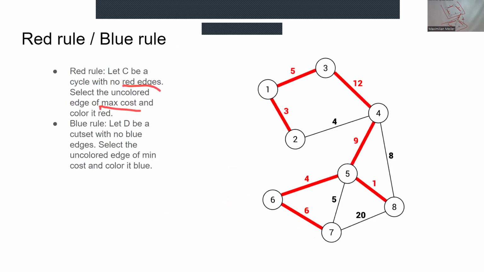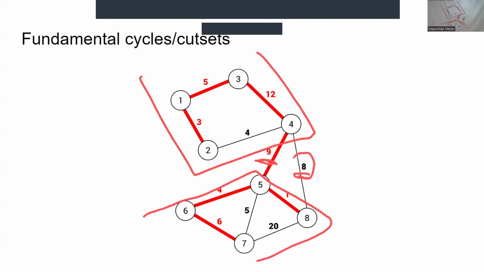And so what the blue rule does is say, okay, you have this cut set with no blue edges. Essentially, you have the cut set where it hasn't been applied before. You just take the edge of minimum cost and color it blue. So here you'd say, oh, 8, I want to color it blue. And when you're making the MST, you want those blue edges to be included.